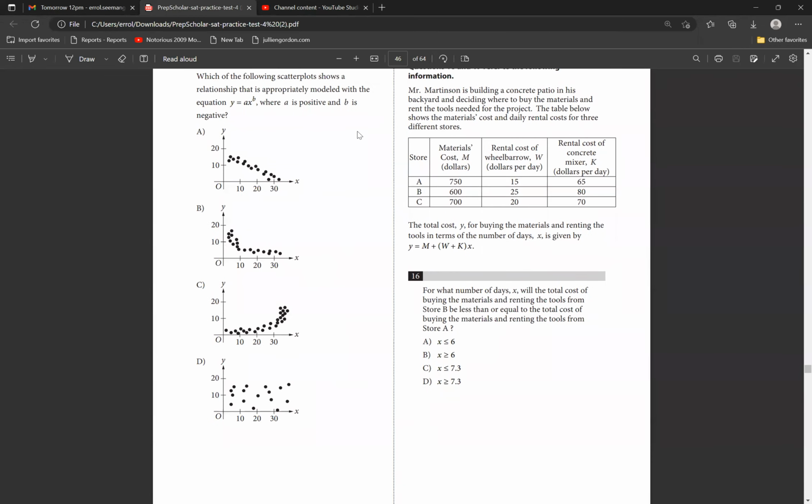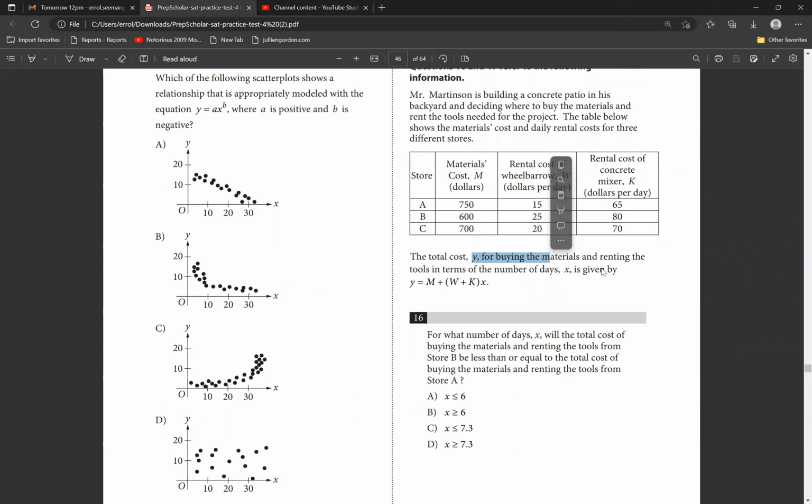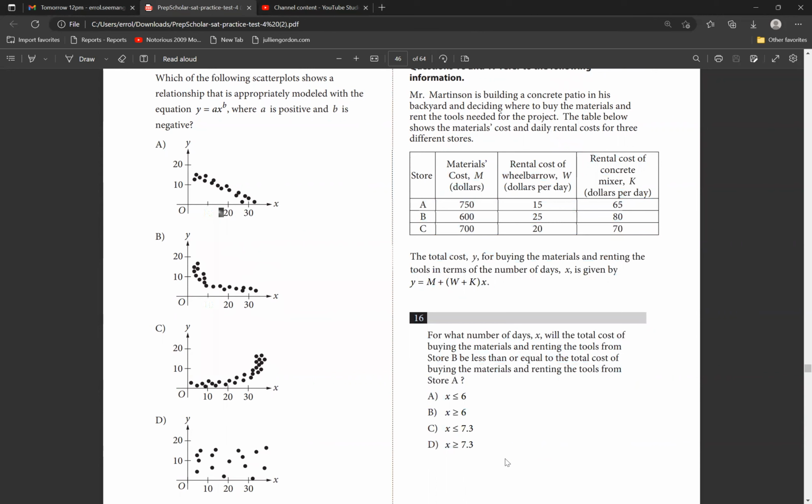15B, 16. They give us the chart there. Total cost Y for buying the materials and renting the tools in terms of the number of days is given by this. You've got M there, you've got W there, and K there. For what number of days, X, will the total cost of buying the materials and renting the tools from store B be less than or equal to the total cost from buying the materials and renting the tools from store A?